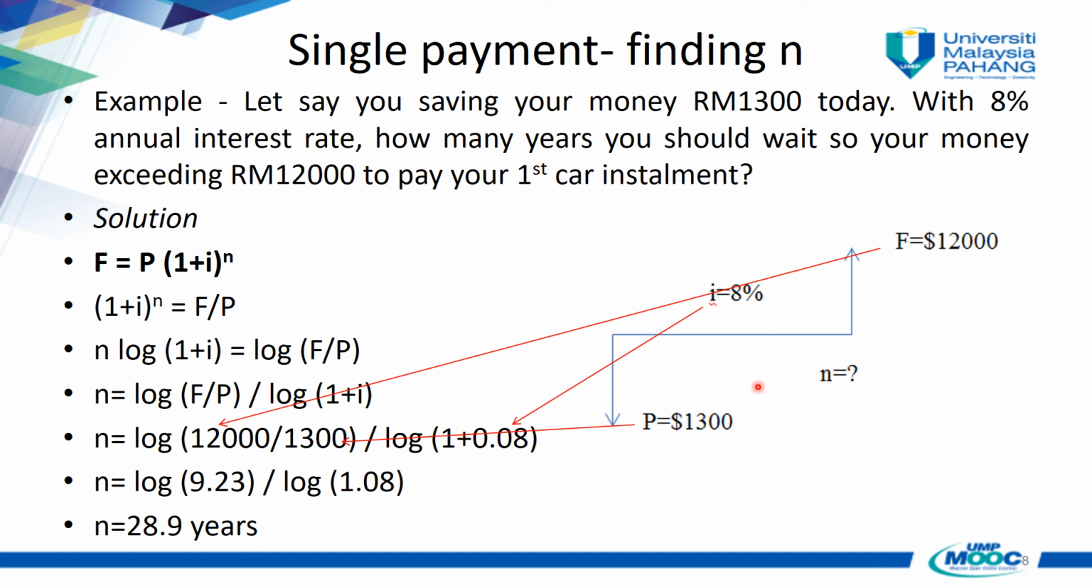for your money to accumulate from 1,300 to become 12,000. So you need to wait. Okay. In other words, we need to wait for 28 years. So then you can buy your first car. Okay.